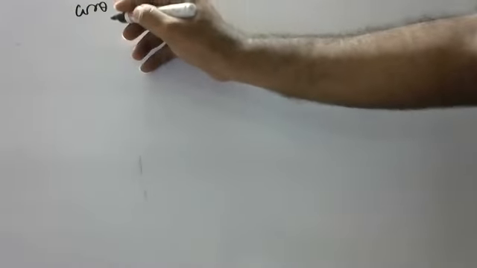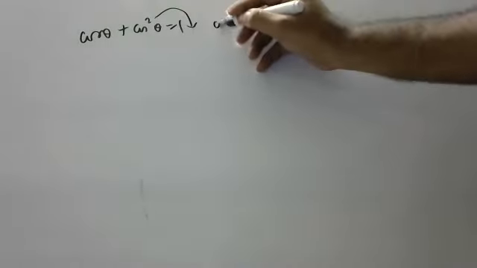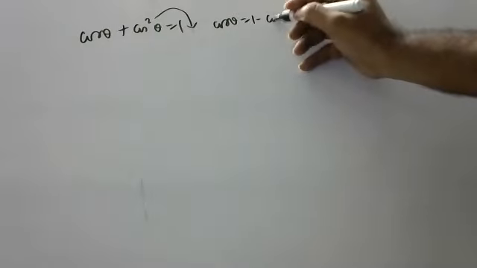Children, they said that cos theta plus cos square theta is equal to 1. If that is the case, they asked to prove sine 12 plus 3 sine 10 plus 3 sine 8 plus sine 6 plus 2 sine 4 plus 2 sine square minus 2 is equal to 1. Now what I will do is this: cos theta I can write as 1 minus cos square.